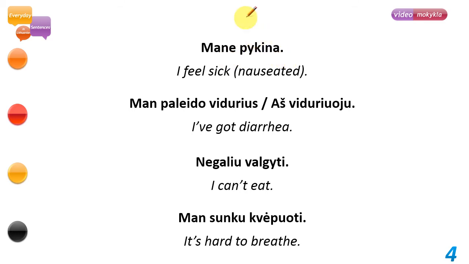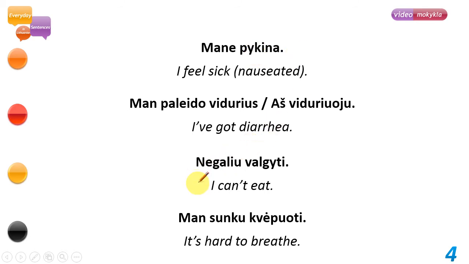You have to use the accusative case. So, mane, this is the accusative case of I, me. It's making sick, pykina. Pykinti, pykina, pykino. To make sick, to make feel nauseated and so on. It's made from the word piktas, angry, or pikti. Pikti means to be angry or to get angry.